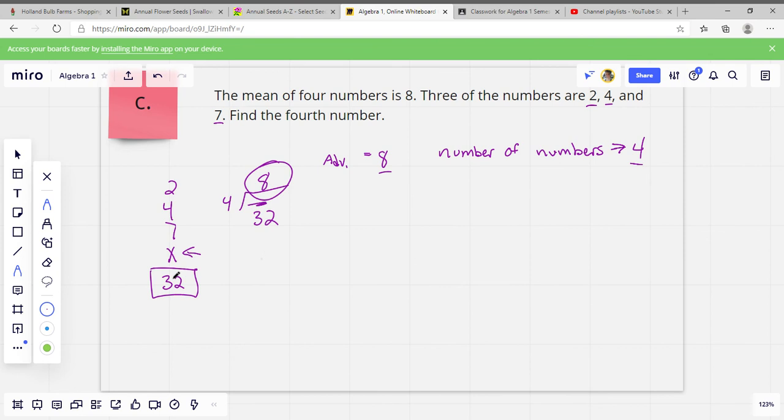So if we have 7 and 4 and 2, and we add them together, 11, 12, 13, and then we take our 32 and we subtract 13, we would get 19. And that is the answer to C. 19 is the number that we're looking for. Okay, so on those, you're going to multiply your average times your number of numbers to find out what the total was. Then add up the ones that you know and subtract it from that total. That one was a little trickier.